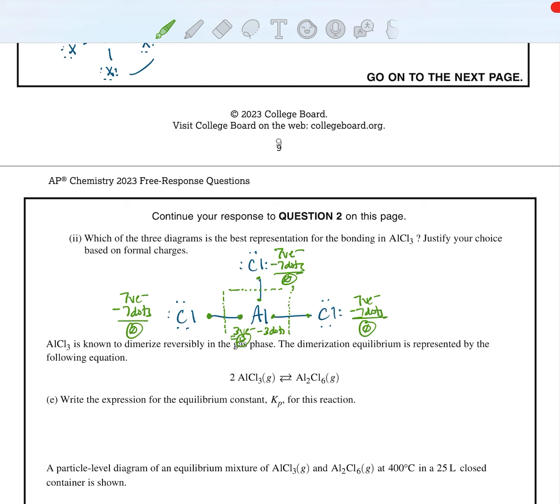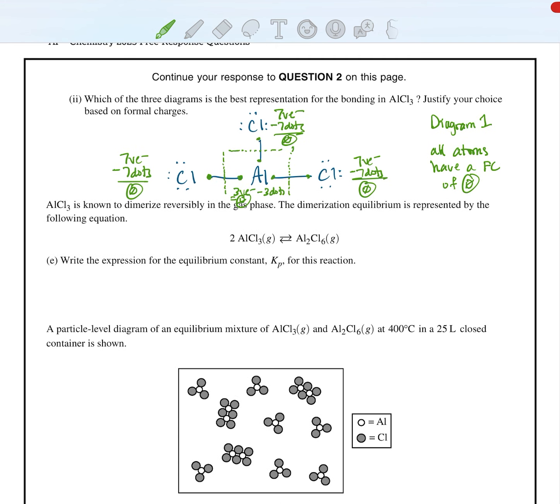So in this answer, diagram 1 is the best because all atoms have a formal charge, I'll just say Fc, of 0, which is what they strive for in a neutral compound. It may differ in a polyatomic. If there's a question like that, I'll show you how, or maybe I'll make another video on that if you're interested. But when you have a neutral atom, all the atoms are striving for a formal charge of 0.